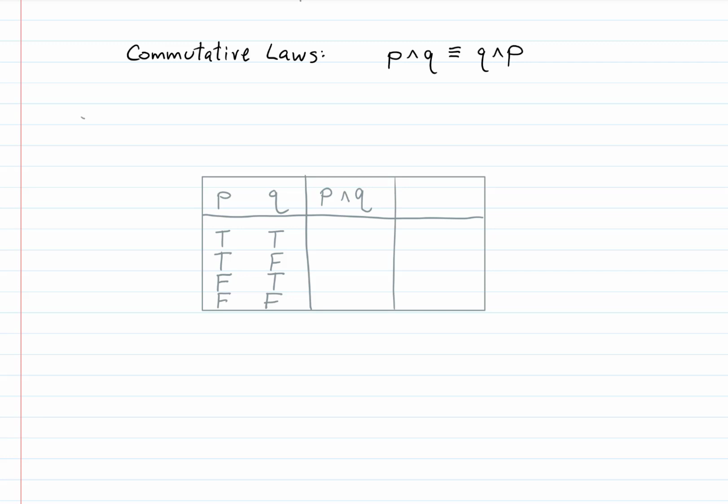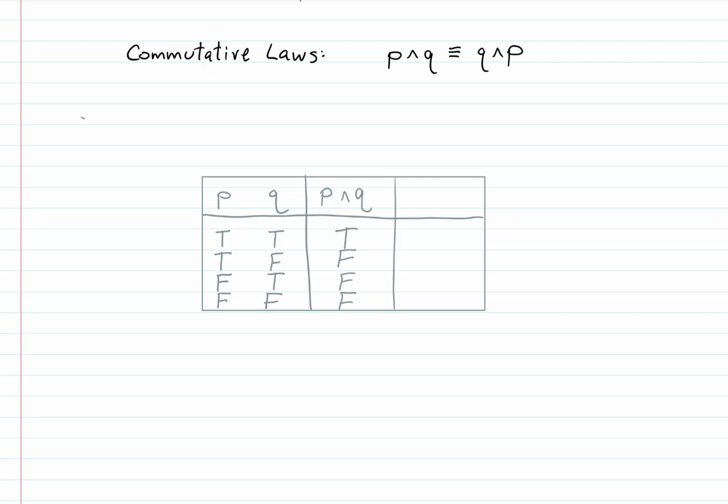A conjunction is true only if both components are true. So in this case, P is true and Q is true, so the conjunction of P and Q is going to be true. But in all other cases, one of the two is false, and so the conjunction will be false. Okay?